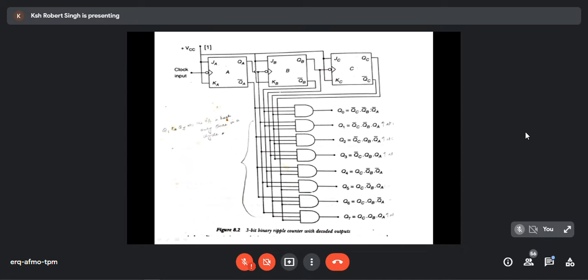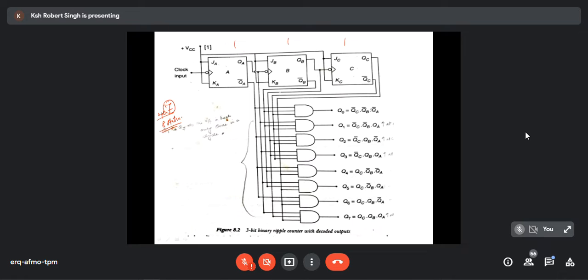8. You should not say 8, it is 7. You can count up to 7, and you should say it has 8 states. It will have 8 different states, but it can count up to 7. So it is 7, not 8. It can count up to 7, but it'll have 8 different states.